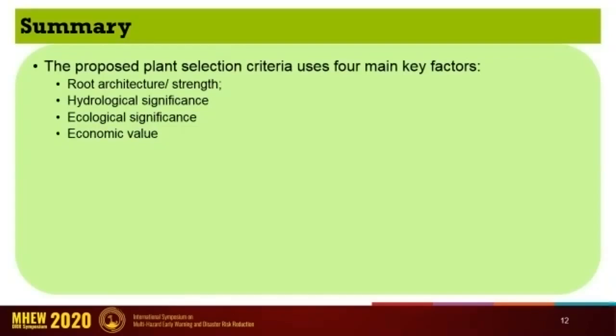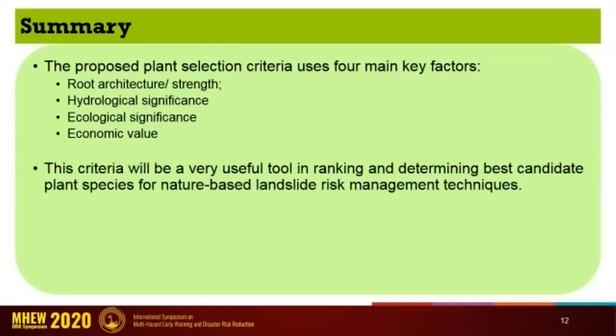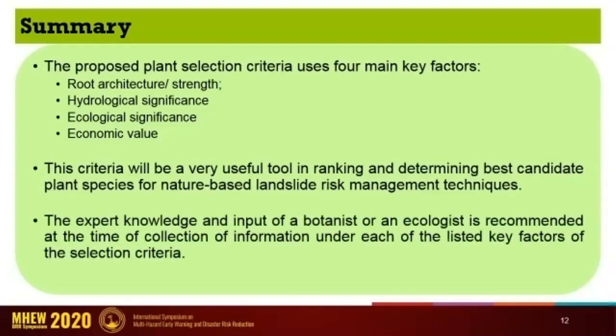Before concluding, I wish to bring up a summary of my presentation. You'll have seen that the proposed plant selection criteria uses 4 main key factors: root architecture, root strength, hydrological significance, ecological significance, and the economic value. This criteria will be a very useful tool in ranking and determining suitable plant species for nature-based landslide risk management techniques. However, the expert knowledge and input of a botanist or an ecologist is recommended at the time of collection of information under each of the listed key factors, as this would enable a very effective plant species evaluation for nature-based landslide risk management.